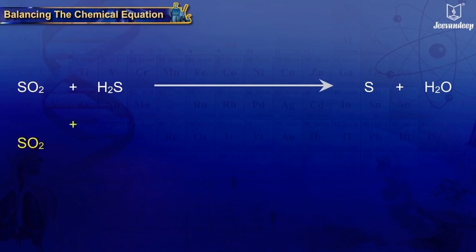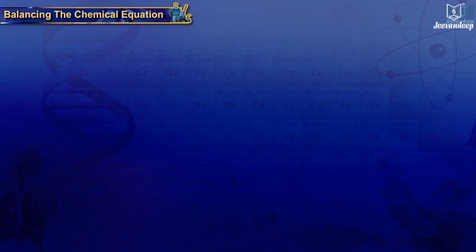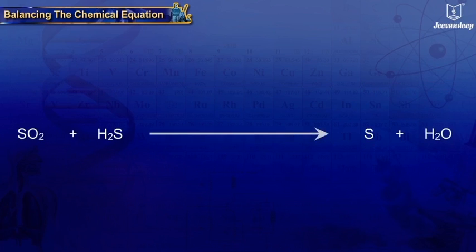SO2 plus H2S gives S plus H2O. Step 1. Rewrite the given equation as such. SO2 plus H2S gives S plus H2O.